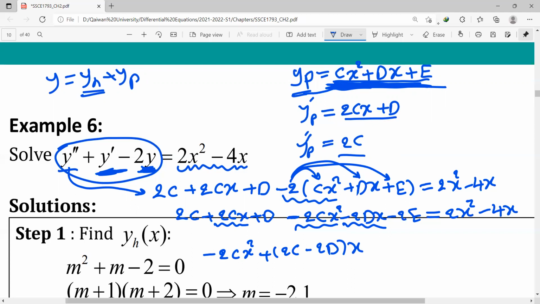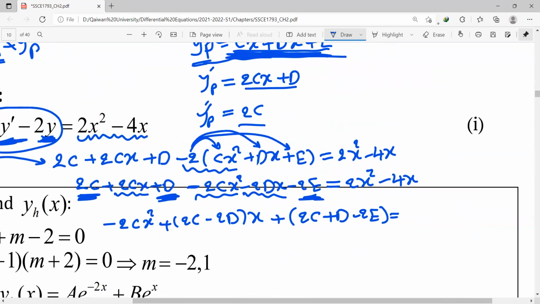And we have three constant terms: this, and that. We write them all together. We don't need this one, because here we don't have two. It's okay even if we don't take it. We have 2c plus d minus 2e. It equals what? It equals 2x squared, no, minus 4x plus 0.